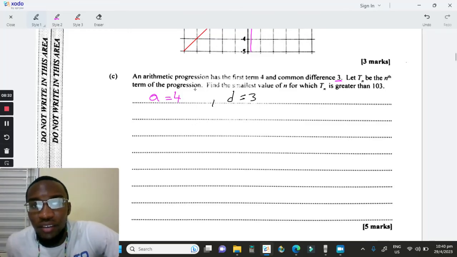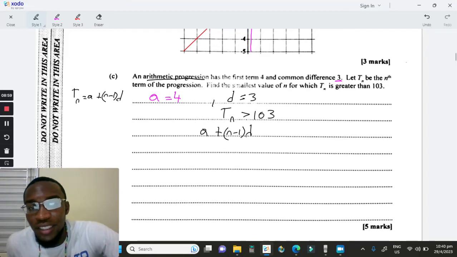Let Tn be the nth term of the progression. It says find the value of n for which Tn is greater than 103. Now what's the formula for Tn in an arithmetic progression? The formula for Tn is equal to a plus n minus 1 times d. You have to know that. So this is a plus n minus 1 times d is greater than 103. What was a? 4. What was d? 3. So 3 in bracket n minus 1 is greater than 103.